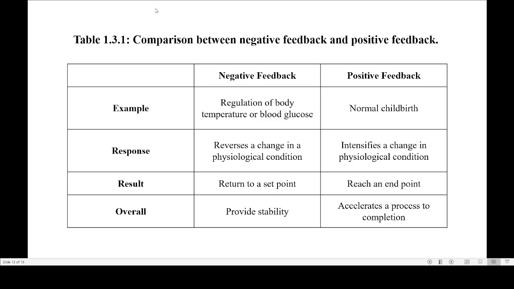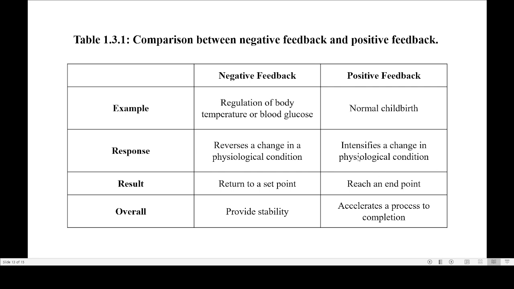Here is the comparison between positive and negative feedback systems. The best examples of negative feedback are regulation of body temperature and regulation of blood glucose. In positive feedback, it is normal childbirth. In terms of responses, negative feedback reverses the change in physiological condition. It will reverse the input, the message produced by the sensory receptor.